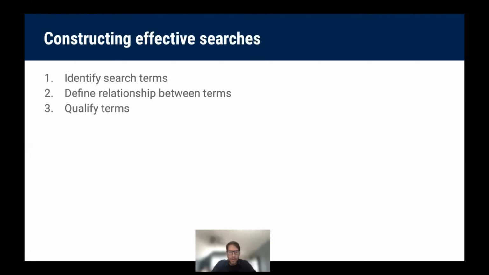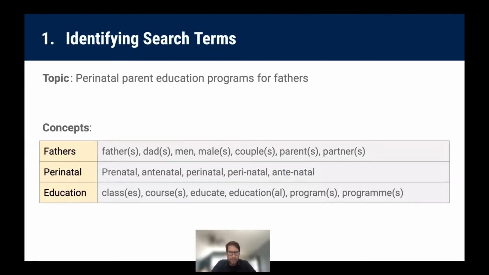All right, so the process that I'm going to distill is being distilled now into three steps. One is identifying search terms. The second is defining the relationship between those search terms. And the third is qualifying those search terms in such a way to make your result set more optimal. All right, so the first step, identifying search terms.